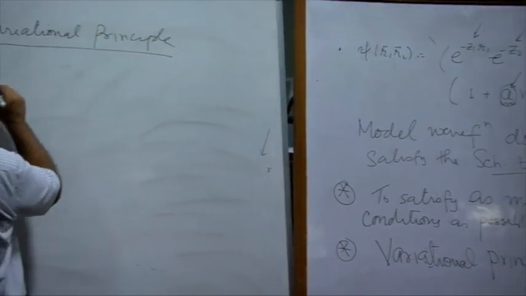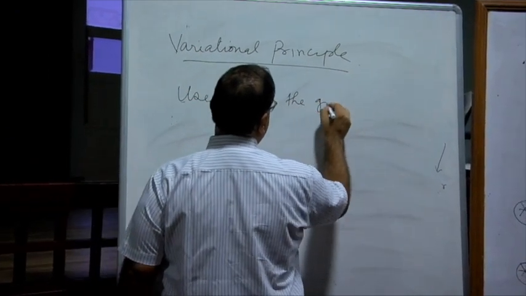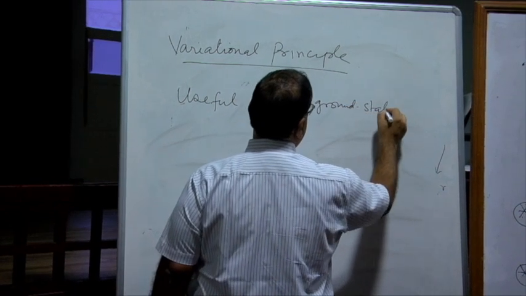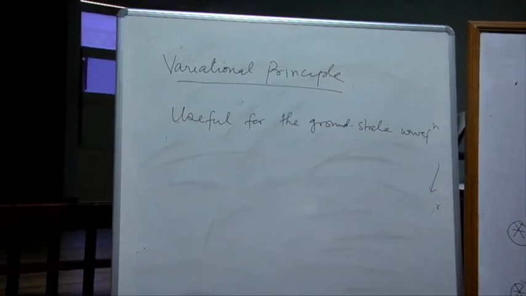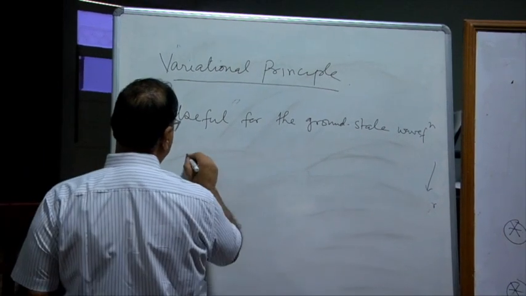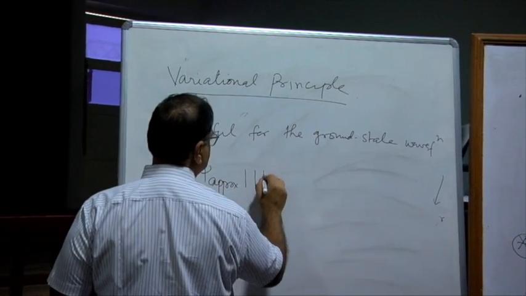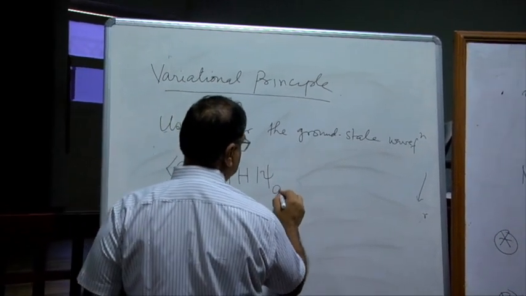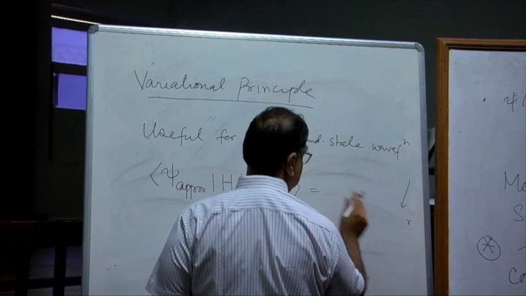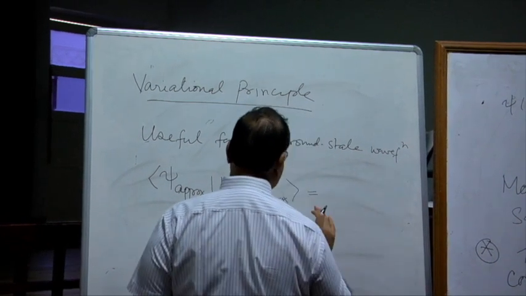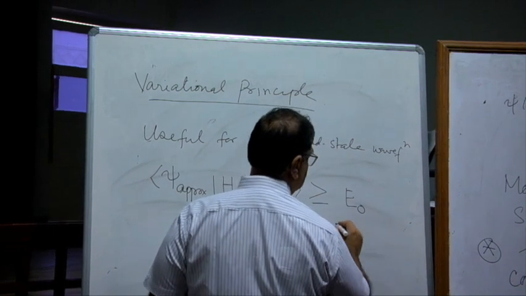So the variational principle is useful for the ground state wave function mainly. You can do it for excited states, but then you have to apply certain constraints. Okay? Now, what it says is that if I have a psi approximate and I calculate the expectation value of the Hamiltonian, please stop me when you are not following, because I understand some people in material science may be from a B.Tech metallurgy background, so just stop and I'll explain whatever you don't understand. It has to be greater than E0, where E0 is the ground state energy.